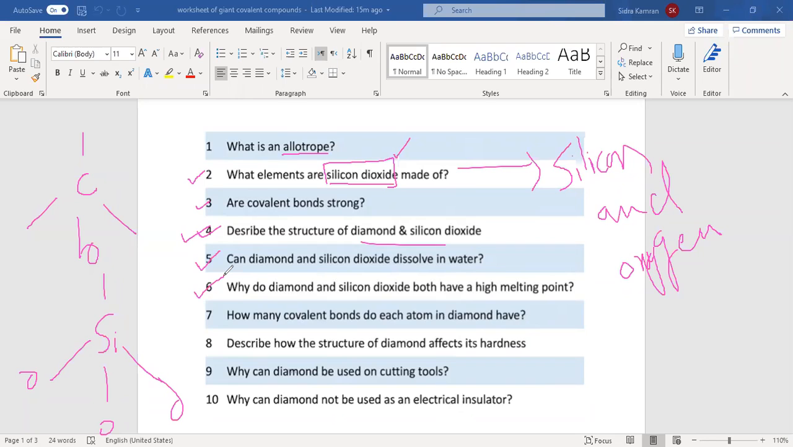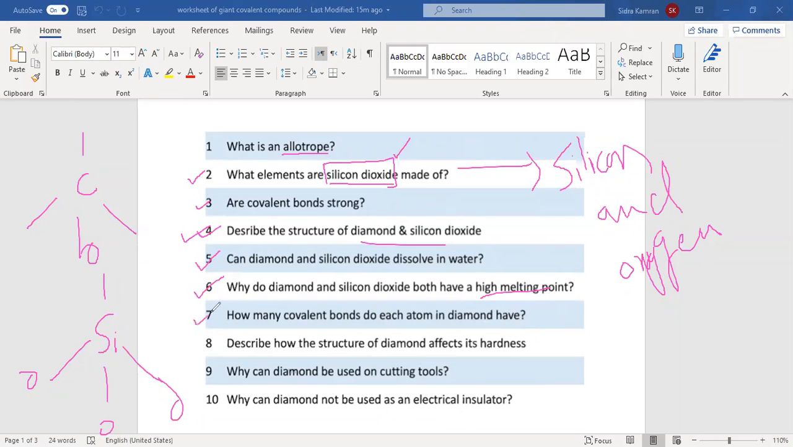In graphite, between the layers of carbon there were weak intermolecular forces. To break those weak intermolecular forces, you need a little bit less energy. But if you want to break the completely strong covalent bonds, you need a very high amount of energy. That's why they have a high melting point.